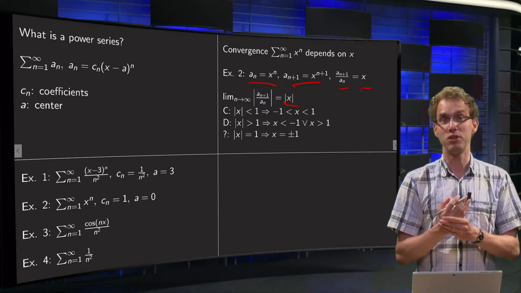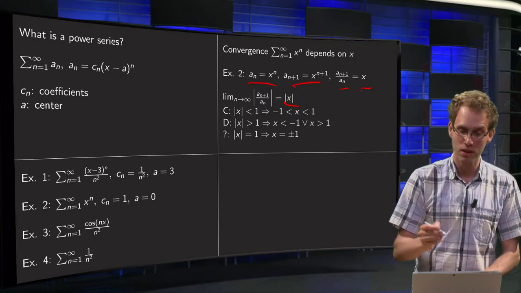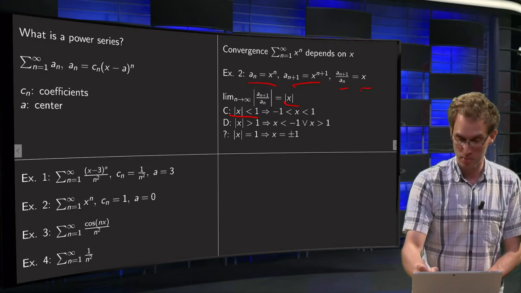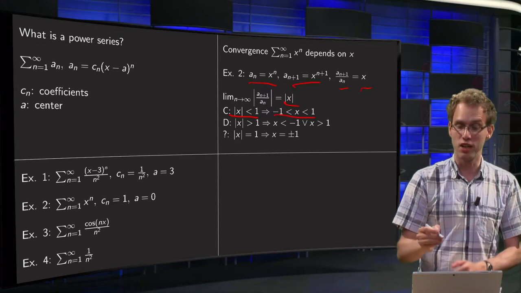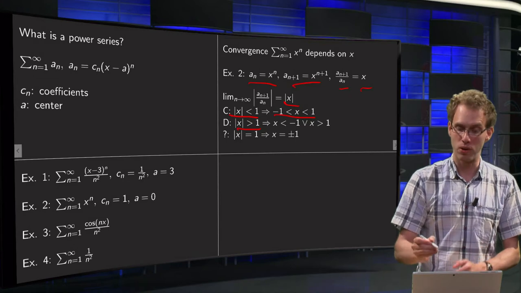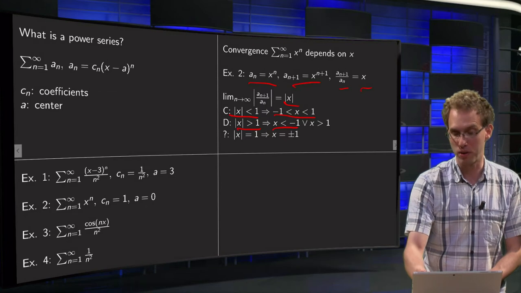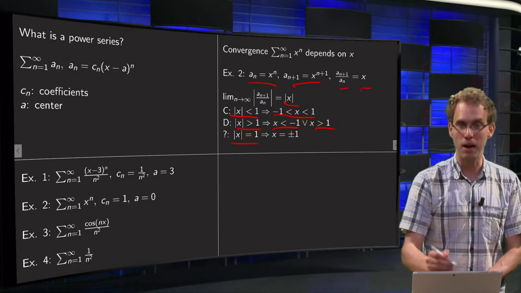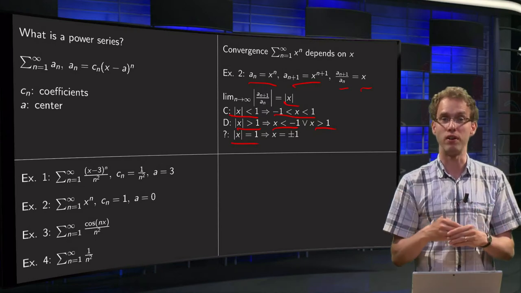And then we know the ratio test tells us that if this limit is smaller than 1, then my series converges absolutely. So we have absolute convergence if the absolute value of x is smaller than 1, or that means that x has to be between minus 1 and 1. The ratio test also tells me that my series diverges if this limit is bigger than 1. So if the absolute value of x is bigger than 1, so x either smaller than minus 1 or bigger than 1, then my series diverges. And I don't know what is happening for the absolute value of x equal to 1, so x equals plus 1 or minus 1.